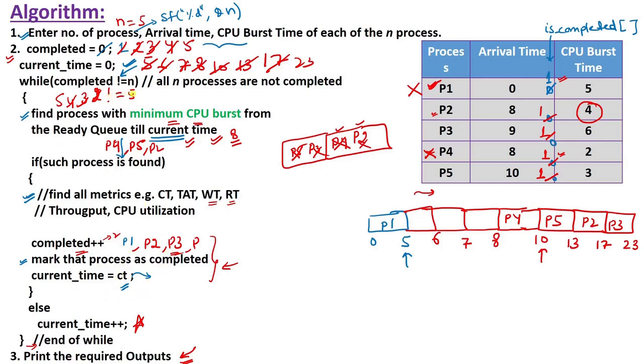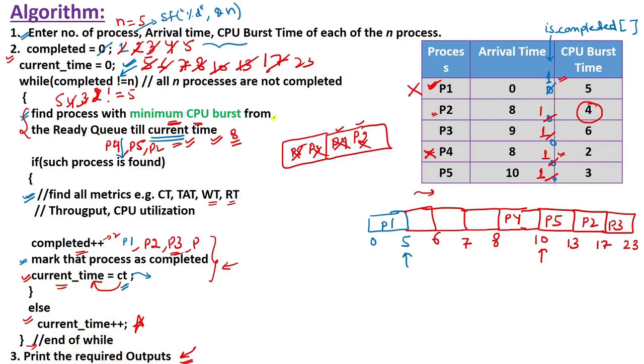Till all the processes are completed, you have to find the process, till the current time, which has the least burst time. If that process is in the ready queue, we find all the metrics, mark it as completed, update the current time, and do this for each and every process. If there is no such process inside the ready queue, then we just increment the current time in steps of 1. But if there is such a process, then we update the current time with the help of the completion time. And after doing this, we print the outputs.